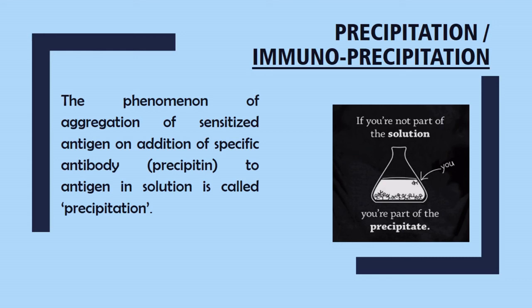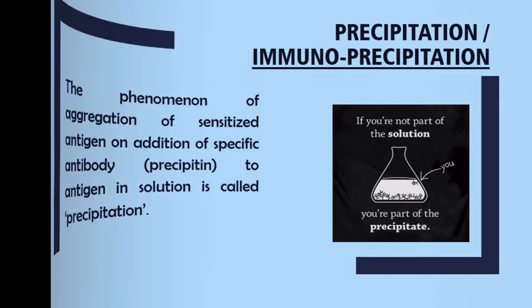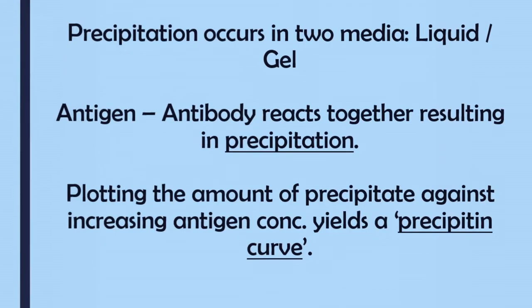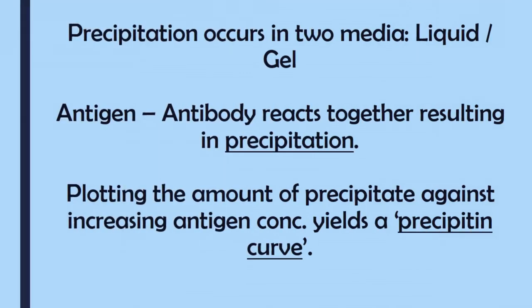Okay, generally people have confusion about precipitin. They generally write antigen as precipitin. And then we have something very important about precipitation, that precipitation can occur in both liquid as well as gel. Generally, we carry out experimentation of precipitation reaction in gels. We have some of the practicals also in this respect. When we plot the amount of precipitate against increasing antigen concentration, it will give us a curve called the precipitating curve.